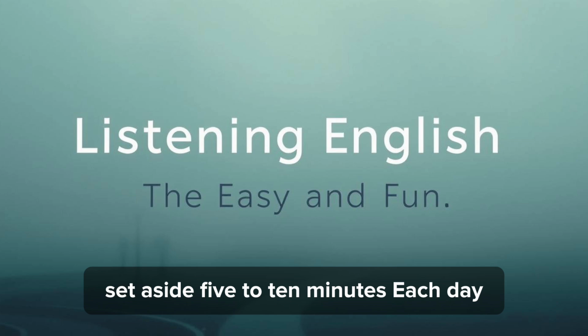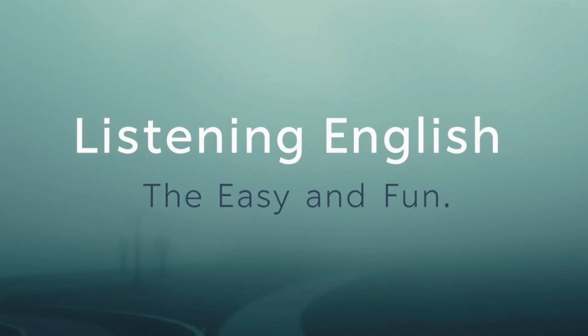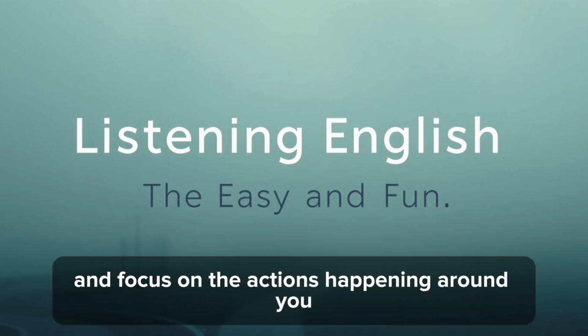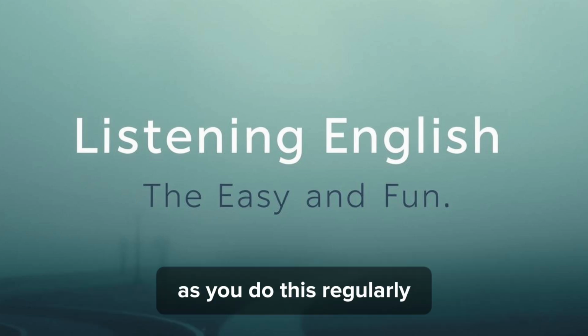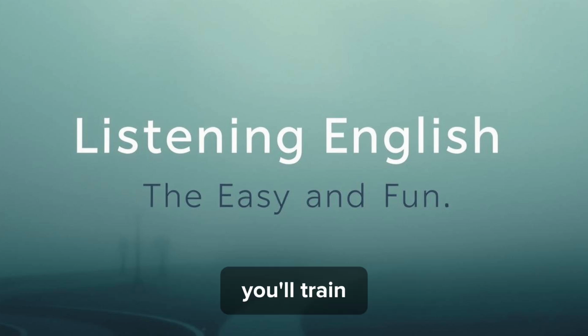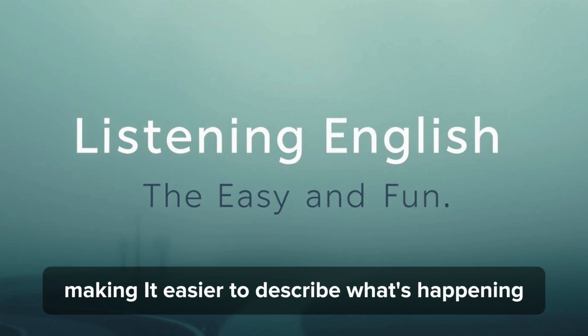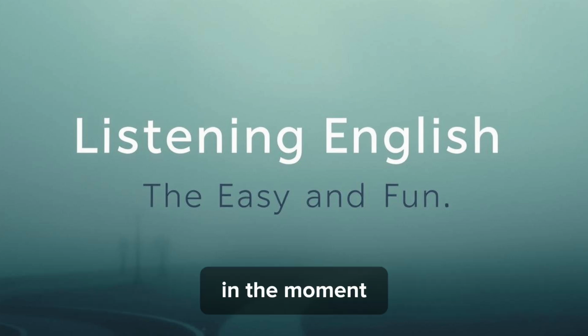Set aside 5 to 10 minutes each day to practice thinking in verbs. Pick a different place each day and focus on the actions happening around you. As you do this regularly, you'll train your brain to think about actions in English, making it easier to describe what's happening in the moment.